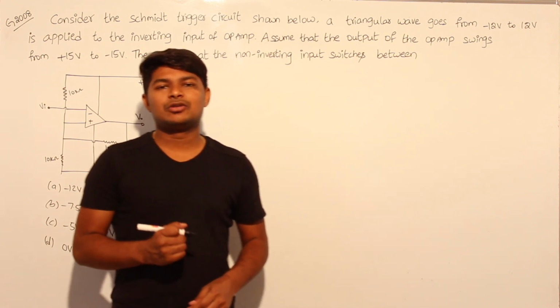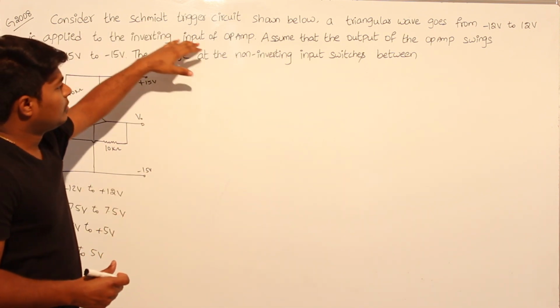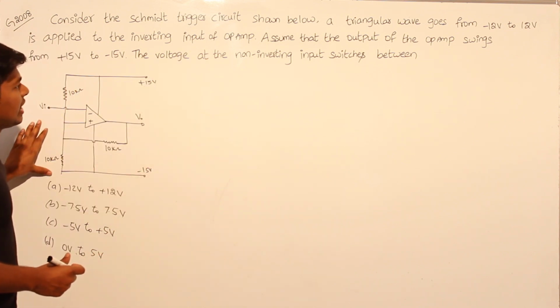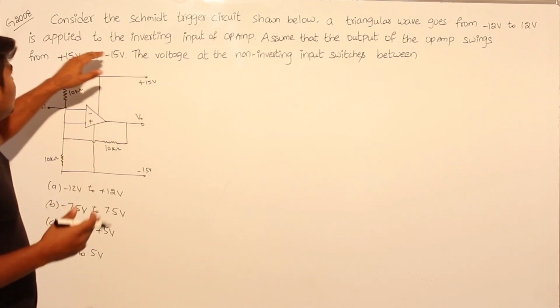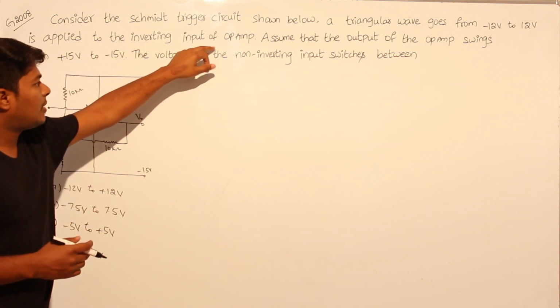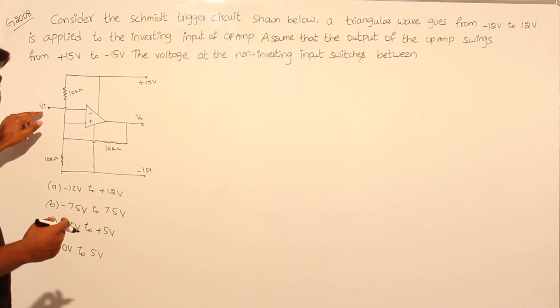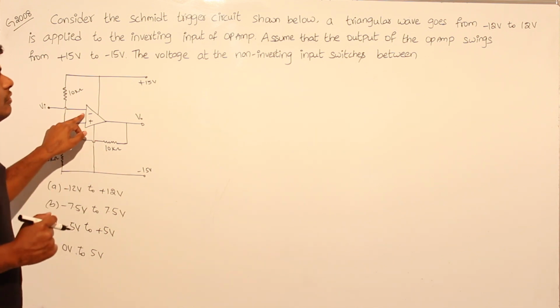This question is given in GATE 2008. Now see this question. Consider the symmetrical circuit shown below. This is the symmetrical circuit they have given. A triangular wave going from minus 12 volts to plus 12 volts is applied to the inverting input of the op amp. For this inverting input, they are applying minus 12 volts to plus 12 volts.